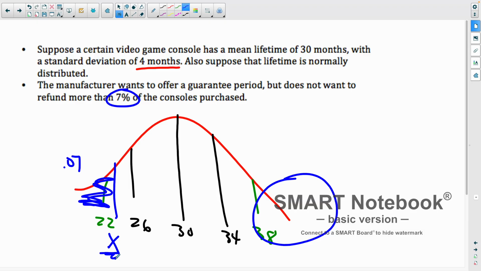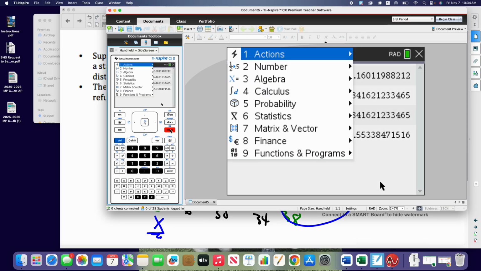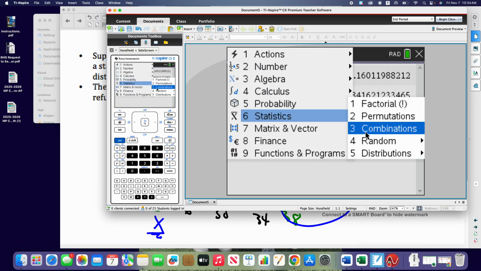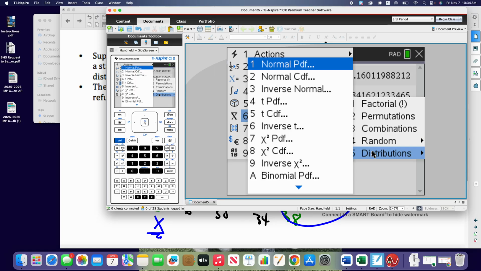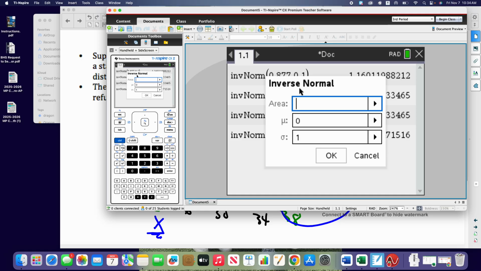So now this is an inverse normal situation. If I were to go to my calculator, what's the area that I'm going to put in my calculator? The 0.07. That's correct. All right. So inverse normal. By the way, anytime that they give me area or probability, I'm going inverse normal because that's what area means. It's the probability. So 0.07 goes there. This one's a little bit different. What's my mean? We're no longer at 0. We're now at 30, and my standard deviation is 4.